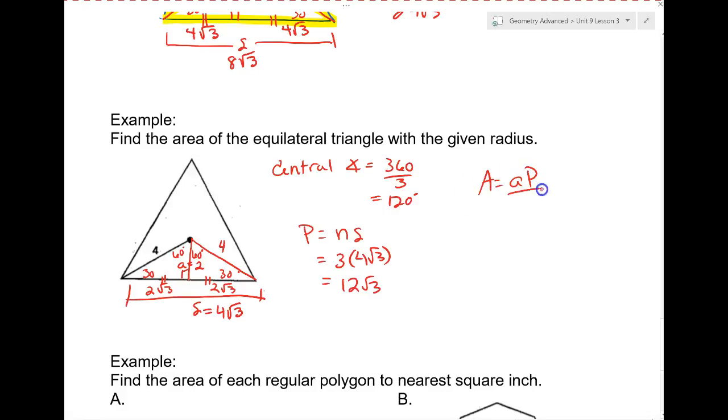Our formula is apothem times perimeter over 2. Our apothem is 2. Our perimeter is 12 root 3. 12 root 3 all over 2. I got this to be 12 root 3 square units.